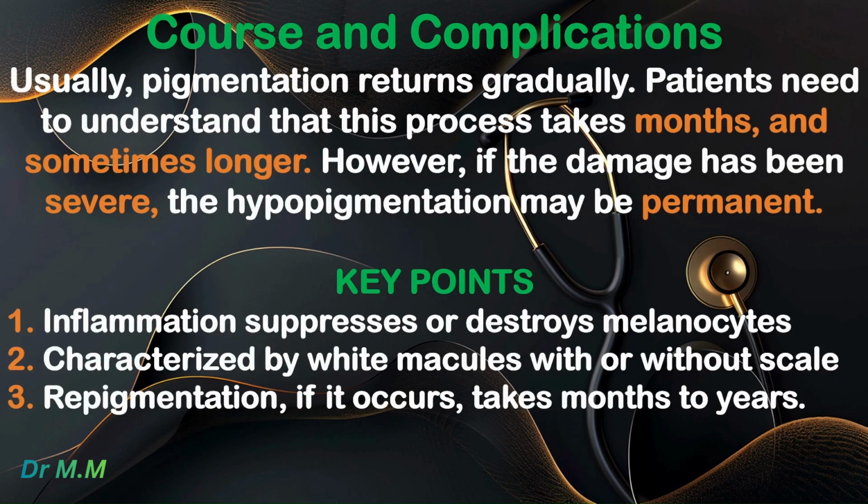Course and complications. Usually, pigmentation returns gradually. Patients need to understand that this process takes months, and sometimes longer. However, if the damage has been severe, the hypopigmentation may be permanent. Key points. 1. Inflammation suppresses or destroys melanocytes. 2. Characterized by white macules with or without scale. 3. Repigmentation, if it occurs, takes months to years.